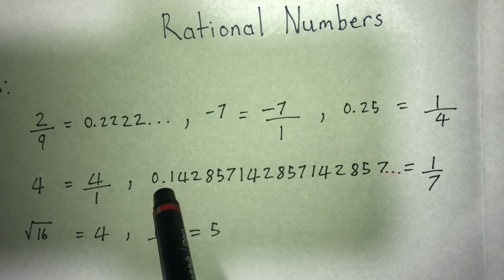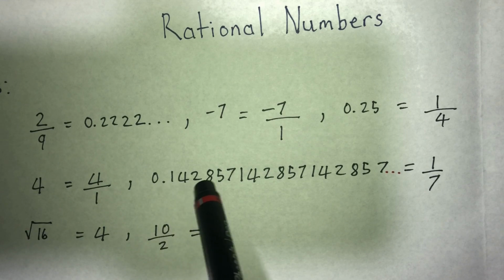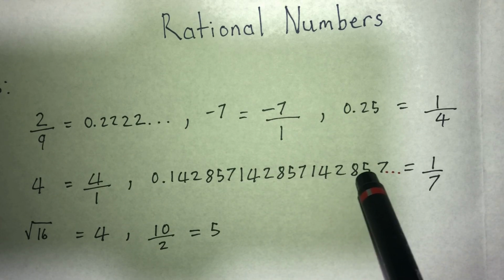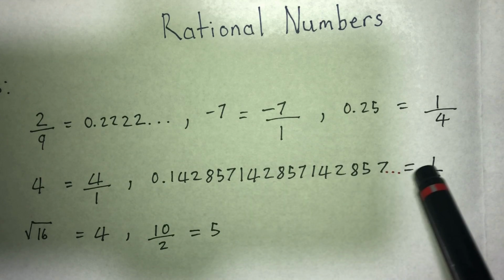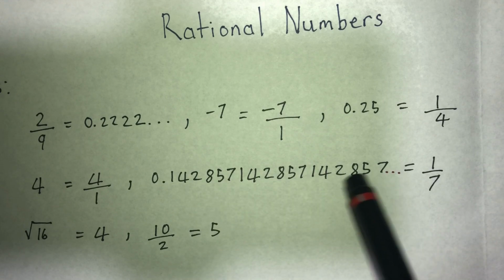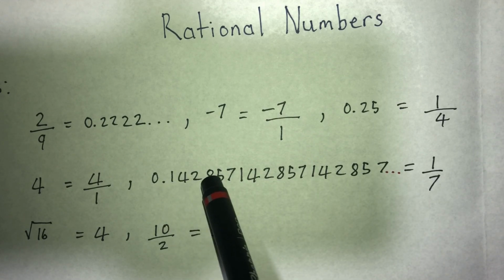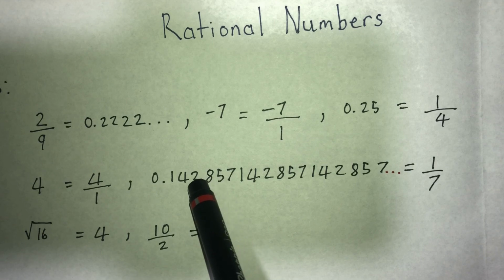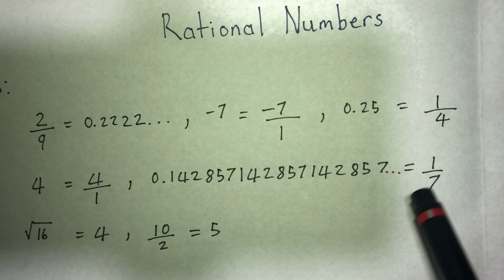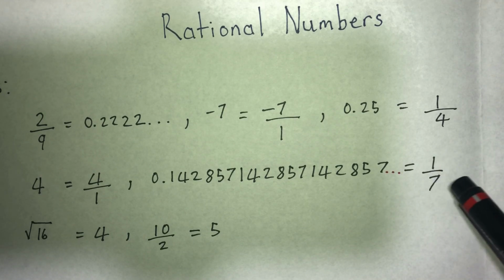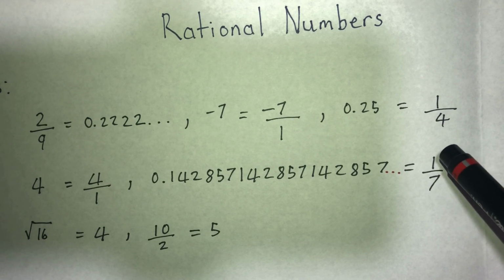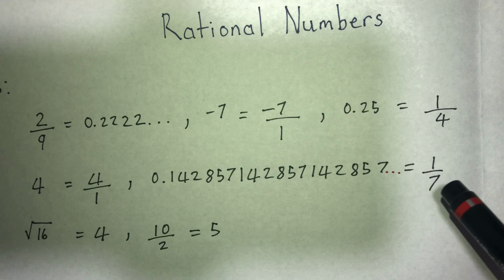Now we have the decimal 0.142857, 142857, and it goes on forever. This is a non-terminating recurring decimal. See, 1, 2, 3, 4, 5, 6. Six digits repeat themselves. And this can be written as 1 over 7, or 1 divided by 7, in the form P over Q.